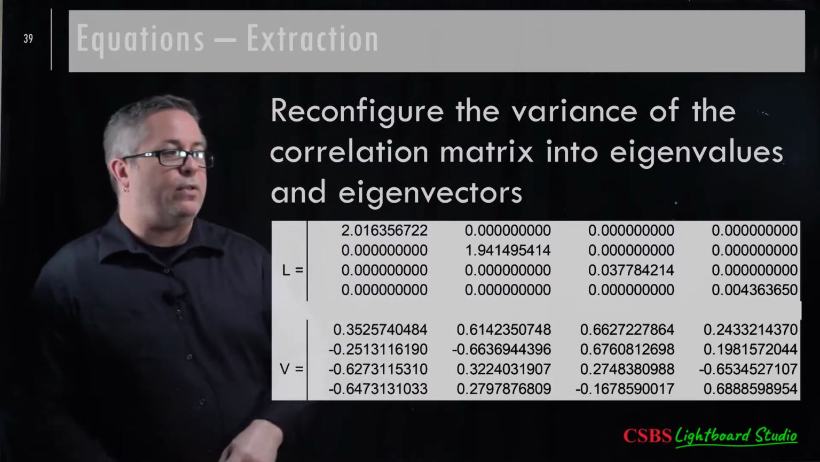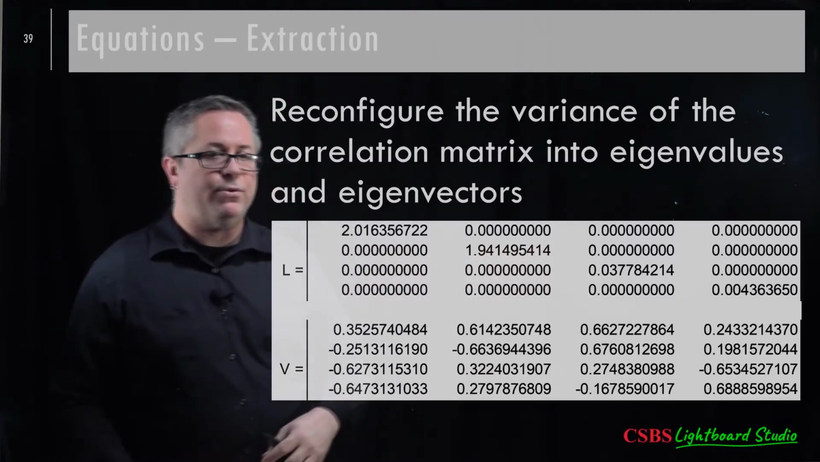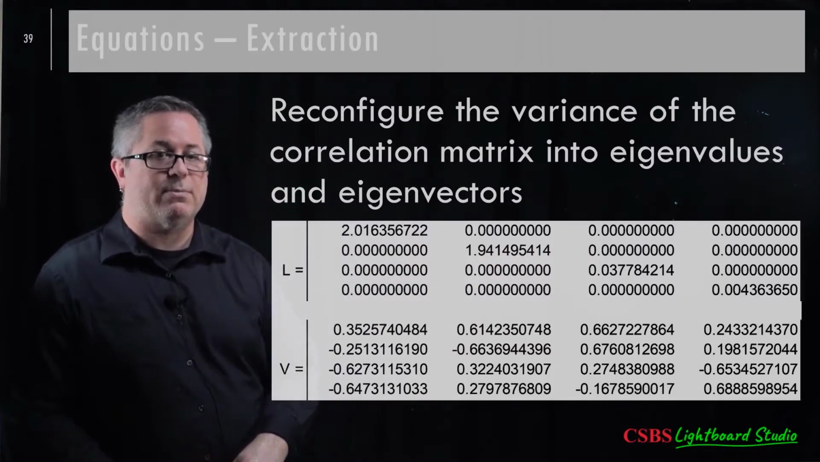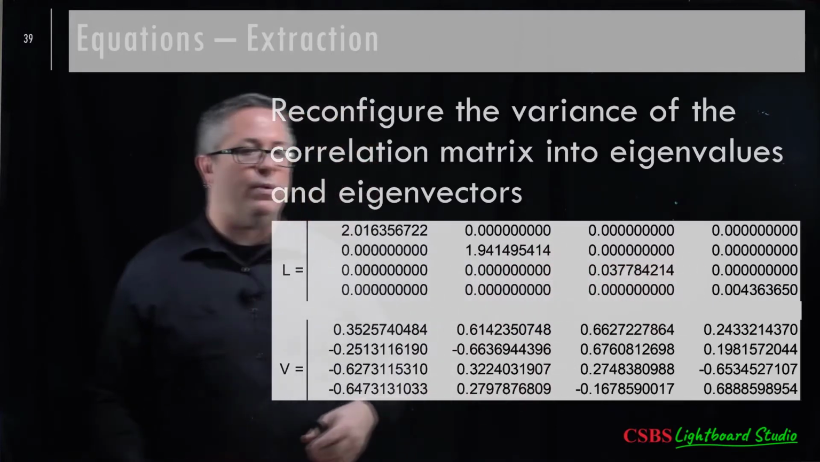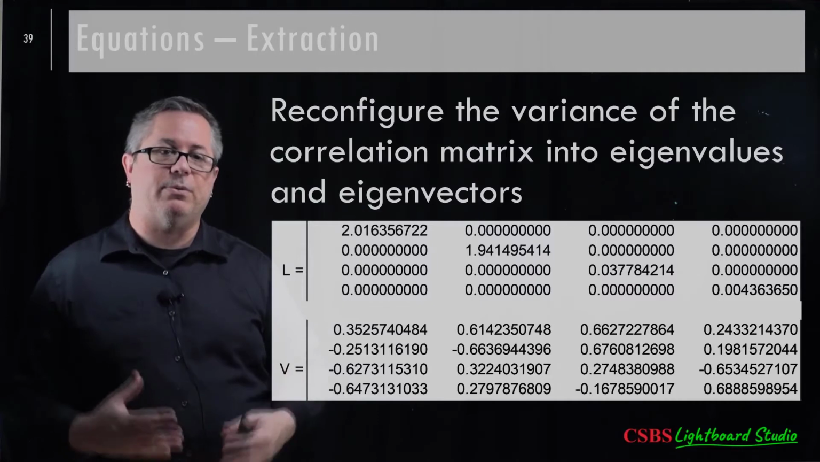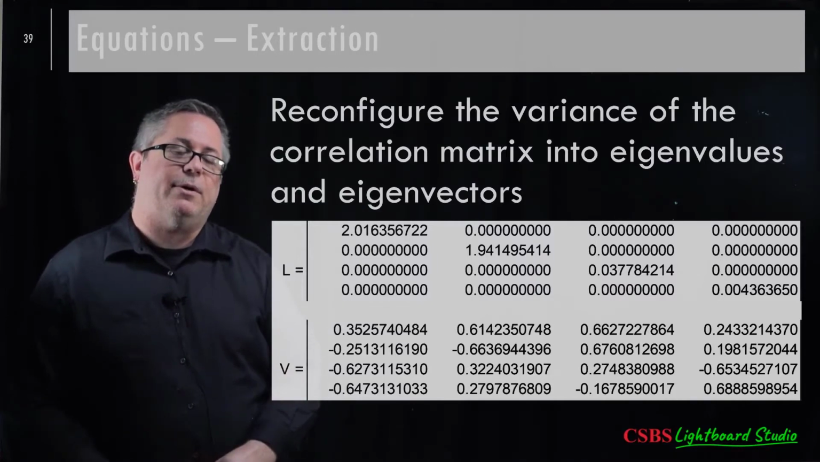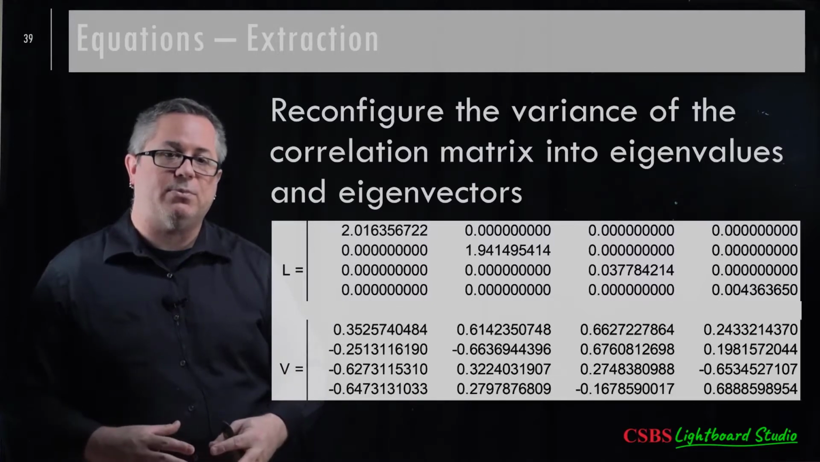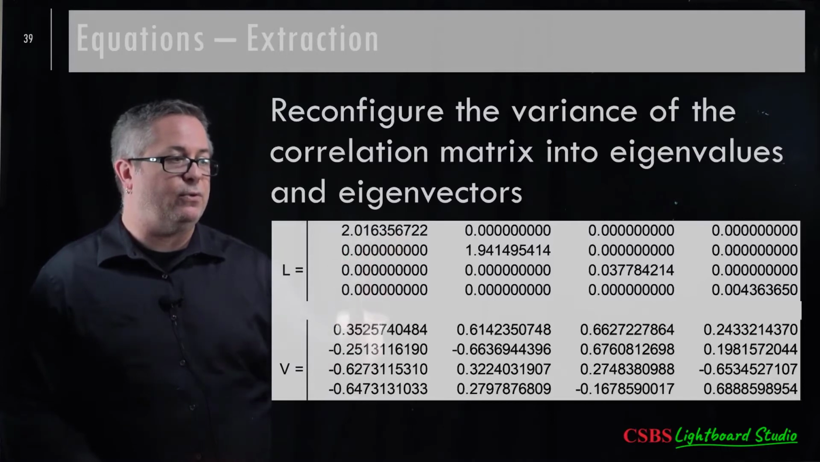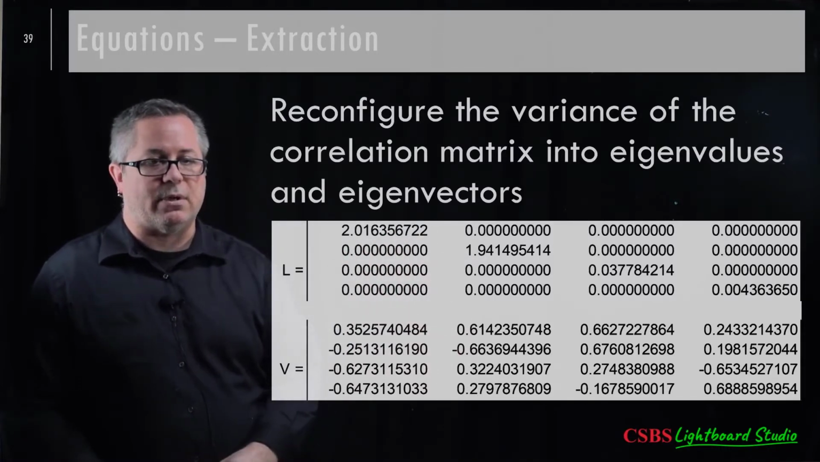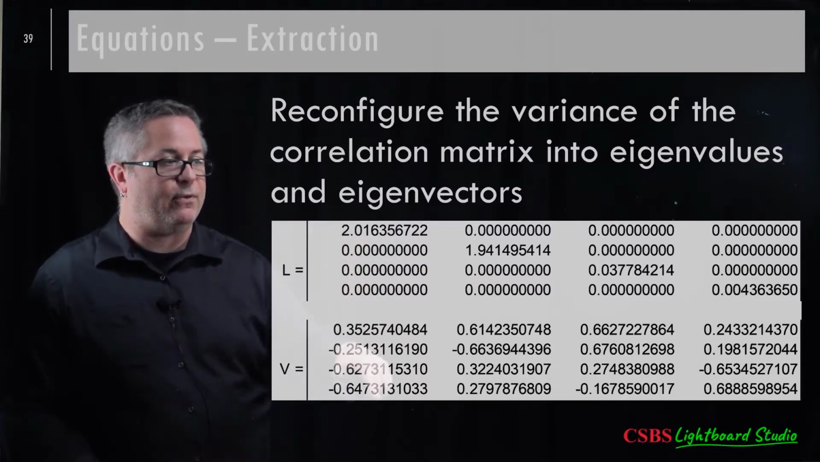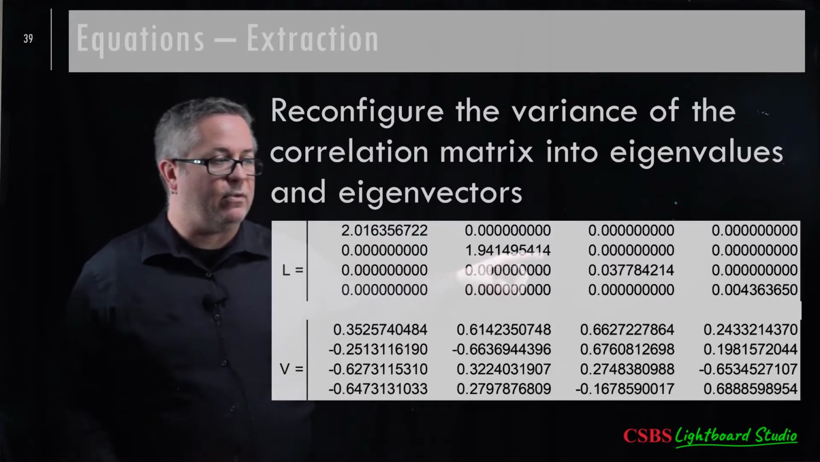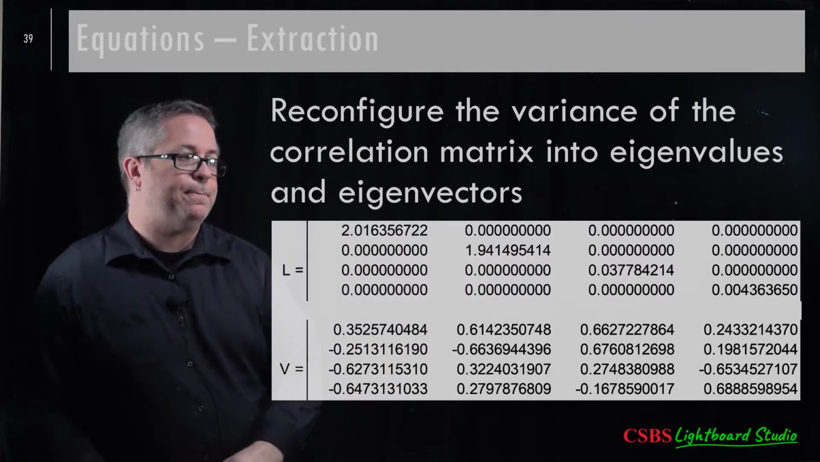If we retained all of them, if we kept all 4 of them, we'd be able to reproduce the correlation matrix perfectly. But if we drop these 2 out, we want to see how close we're going to be able to reproduce the correlation matrix with only 2 vectors along with their variances, their eigenvalues. This represents the amount of units of variance explained by the first vector. This is the amount of variance explained by the second vector, and so on and so forth.